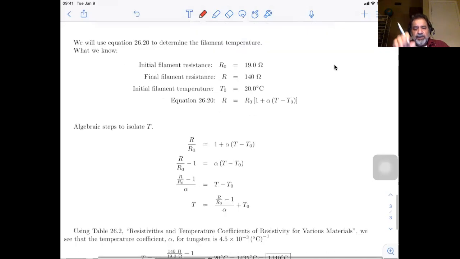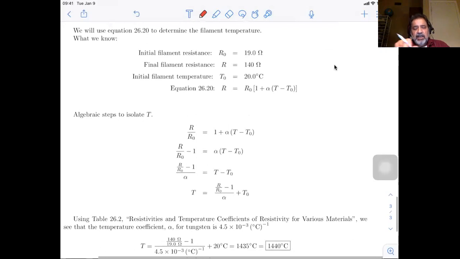So just the algebraic steps in isolating T, well, we can divide both sides by R0, and R over R0 equals 1 plus alpha times delta T. Subtract 1 from both sides. R over R0 minus 1 is equal to alpha times T minus T0. Then R divided by R0 minus 1, divided by alpha, is equal to delta T. Now we also isolate the T, and we have R divided by R0 minus 1 divided by alpha plus T0, and that's our formula.